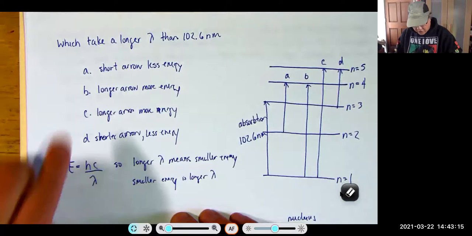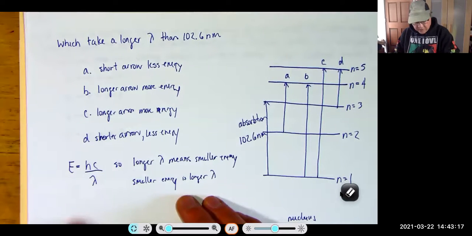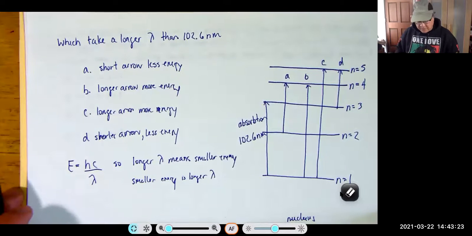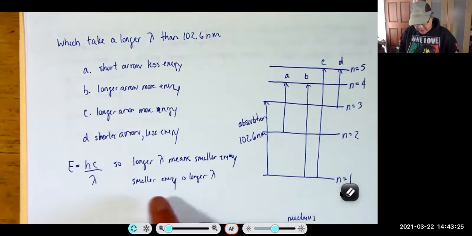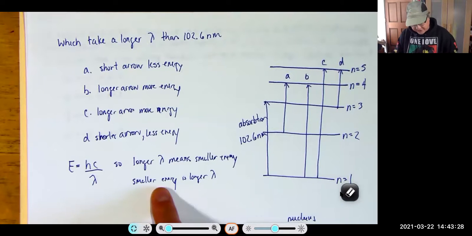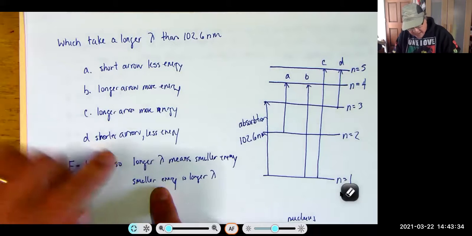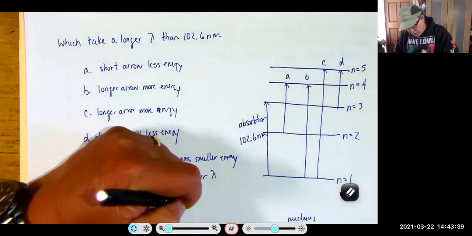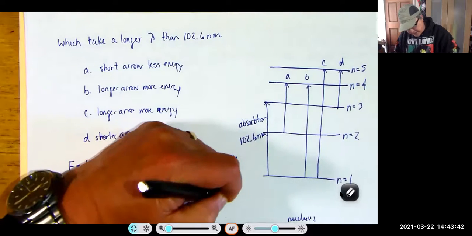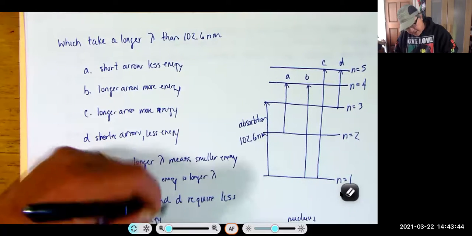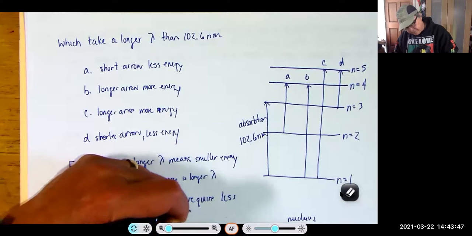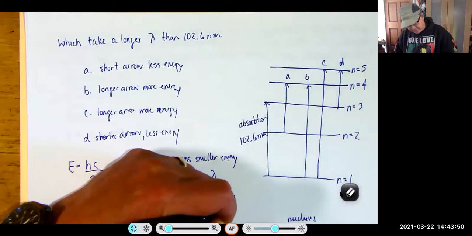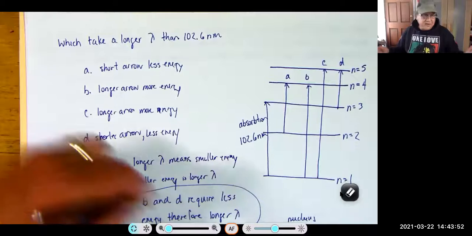Now, we want to know which are going to be a longer wavelength than 102.6 nanometers. We take a look at this. We're going to look for those with a smaller energy because they will result in a longer wavelength. So it looks like here we're looking at B and D, which require less energy. Therefore, longer wavelength. And there's your answer.